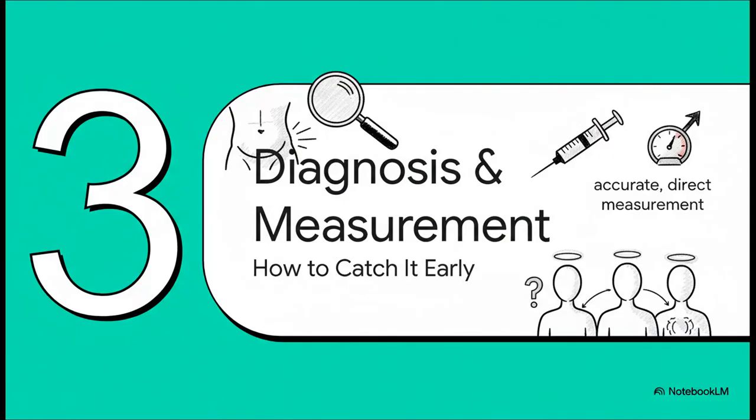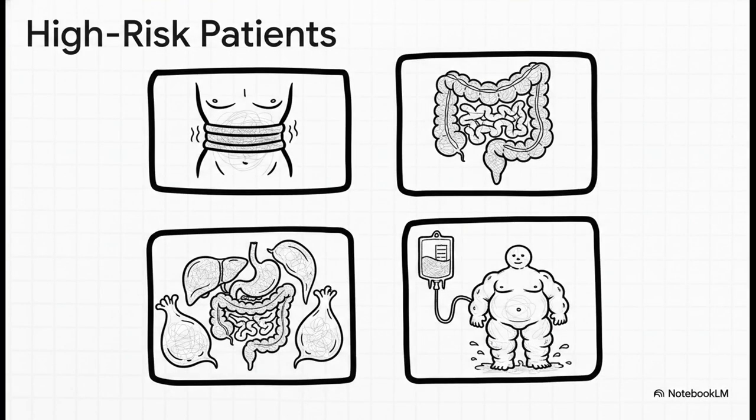Okay, so we know how devastating this is. The next logical question is, how do we actually find it? Well, the answer is all about having a high index of suspicion in the right patients and then getting an accurate, direct measurement. So the World Society of the Abdominal Compartment Syndrome, or the WSACS, has given us some really clear guidelines.